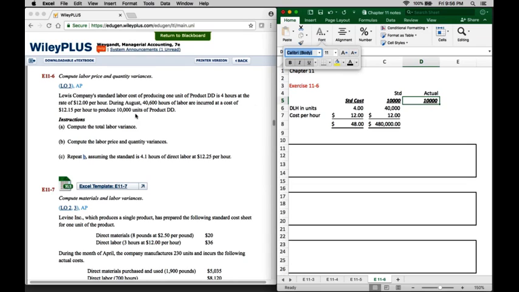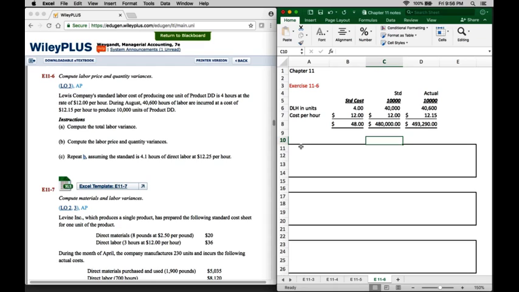We did produce 10,000 units. The hours spent was 40,600. That's 600 more than we planned. And the hourly rate was $12.15. That's 15 cents more than we had planned. So we already know what's going to happen. Our variance is going to be unfavorable all the way through.